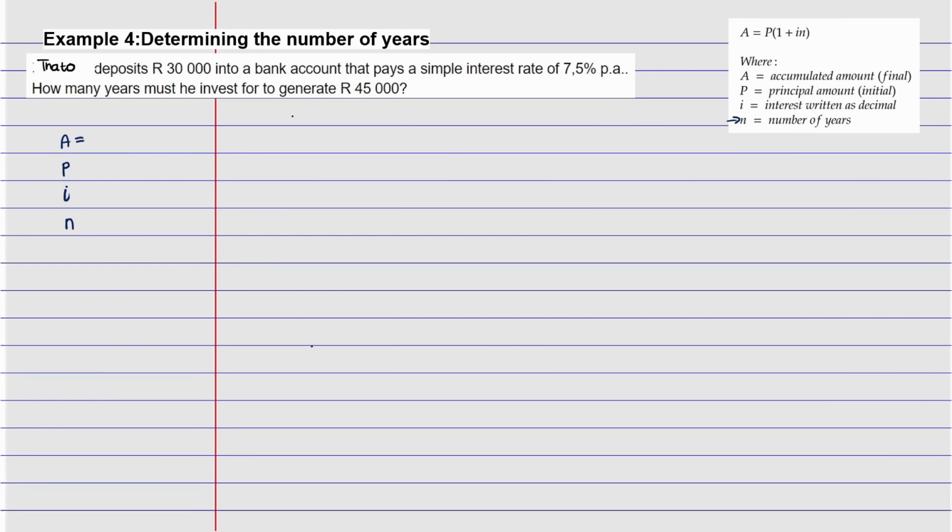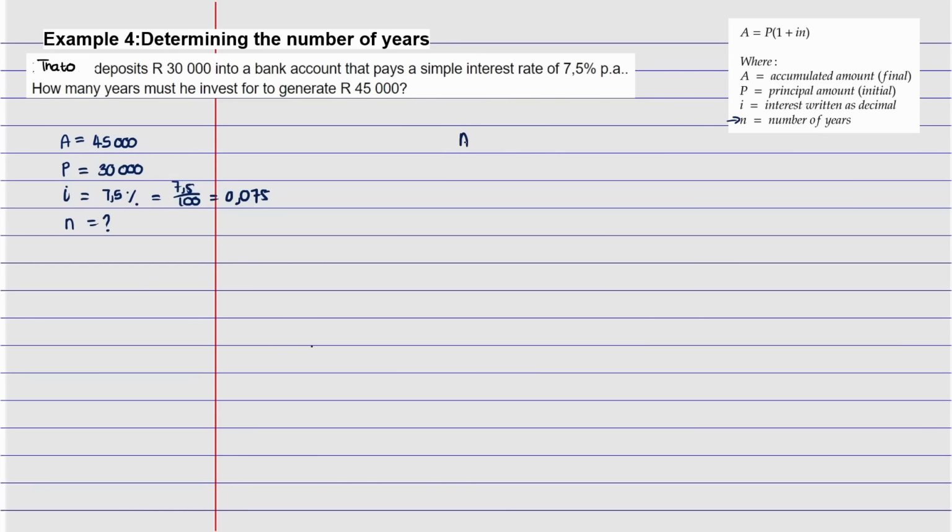So let's fill in the information. I said the one with the largest amount is A, so it's going to be 45,000, right? Then it's going to be 30,000 for the principal amount, right? Then I is going to be 7.5%, which we're going to change to 7.5 divided by 100, which is going to give us 0.075, right? Then we're looking for N.